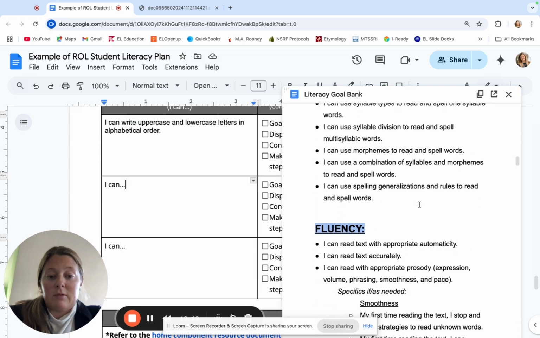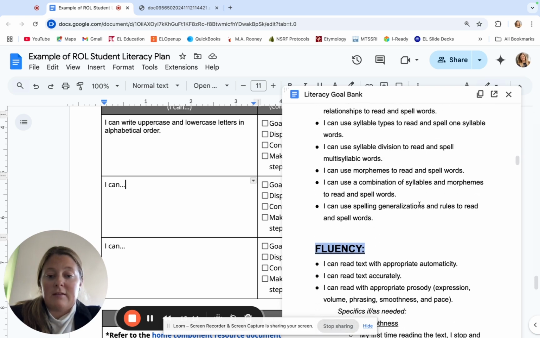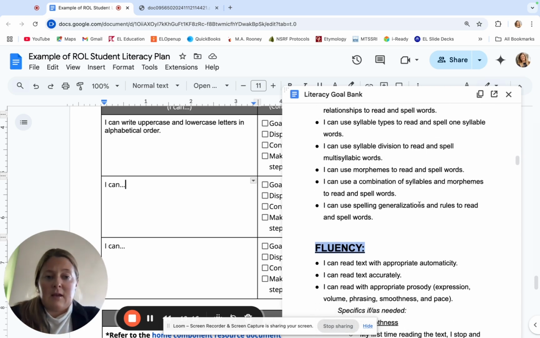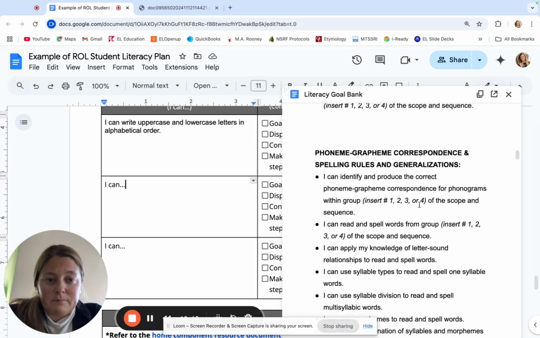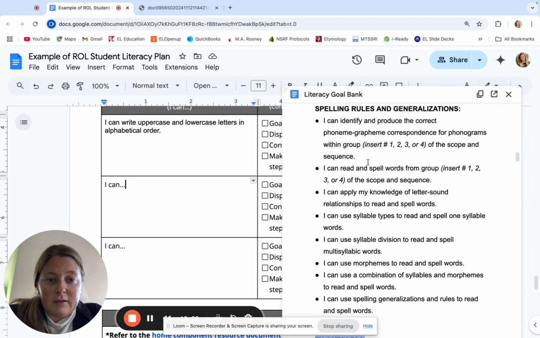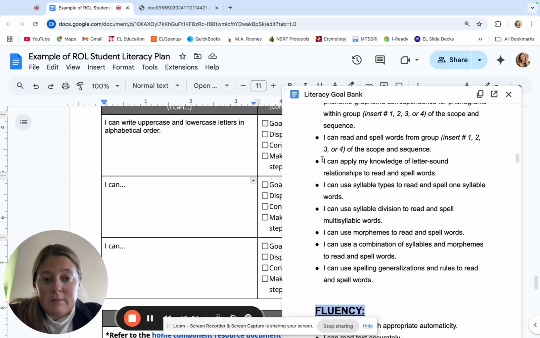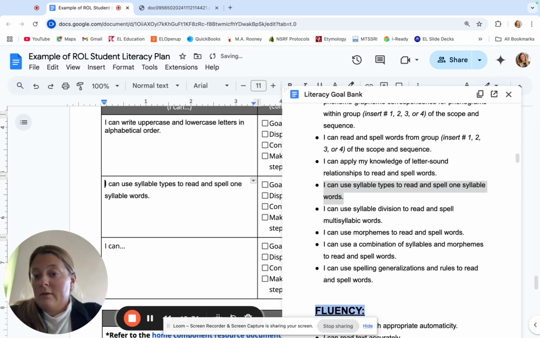I really want to focus on fluency and decoding and encoding with him. So I'm going to see if there's anything I can pull from for that. I can apply my knowledge of letter sounds. I can use syllable types. Oh, yes, that's what he needs. So I'm going to pull that one. It's a great one. I'm going to teach him closed and vowel consonant E syllable types and how to read and spell words by them.